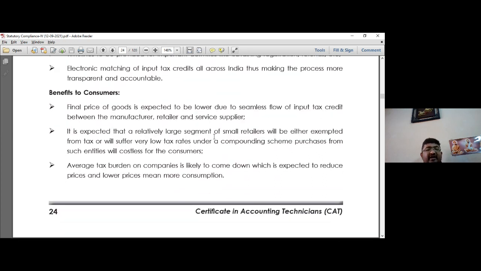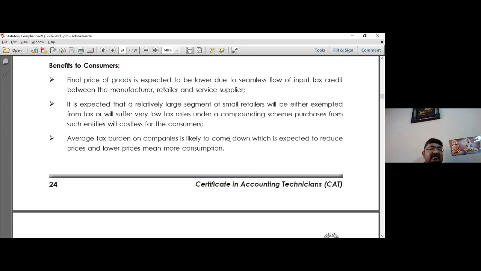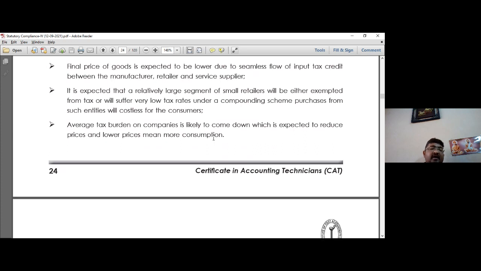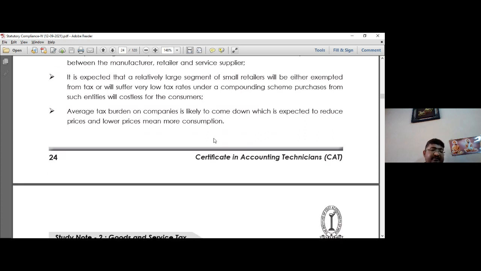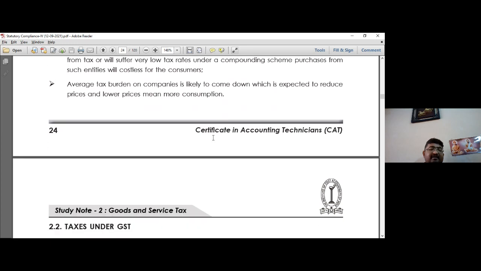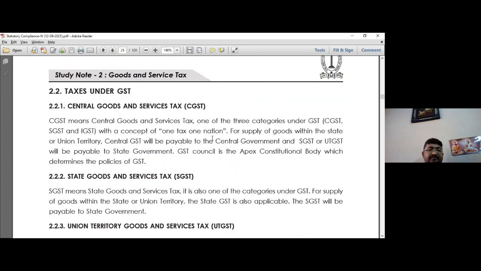There is also a small taxpayer scheme called the composition scheme, where they will pay a lower rate of tax. Average tax burden has been reduced since the companies are not going to pay tax on their sales; they are going to pay tax on their value addition since they are able to avail input tax credit. So their working capital will not be disturbed. Clarity is there, friends?